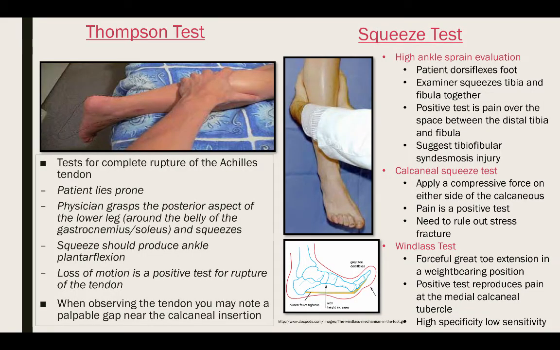So first we have the Thompson test. You're going to squeeze the gastroc, and what should happen is that the foot should plantar flex. If it doesn't, you might have a full rupture, which is a bummer. This is usually a traumatic event. This is an overuse. They could have Achilles tendonitis, but they should still have function of their foot. So this is how you could differentiate an acute Achilles tendonitis flare versus an actual rupture of the tendon.